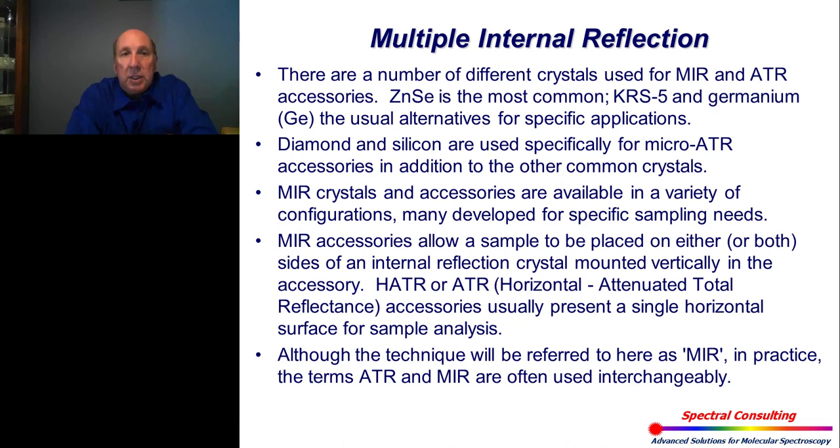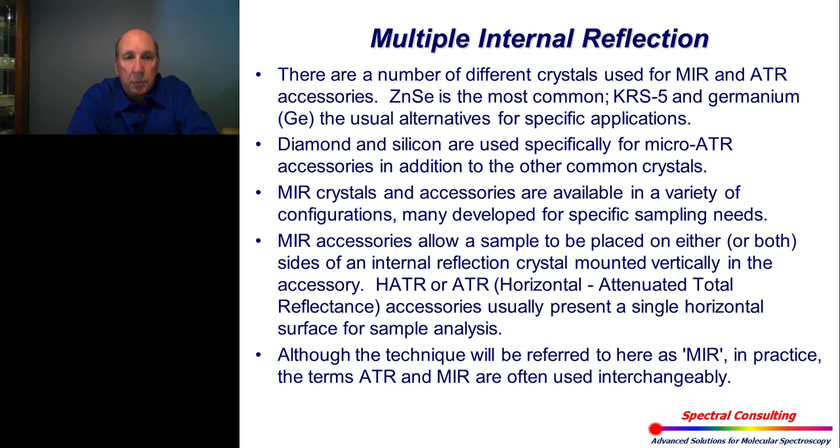So there's lots of different crystals used for MIR and ATR. Zinc selenide is the most common. KRS-5 and germanium are some alternatives. We can also use diamond and silicon. There's lots of different configurations. Some have very specific sampling needs. There's multi-bounce crystals, things like that.